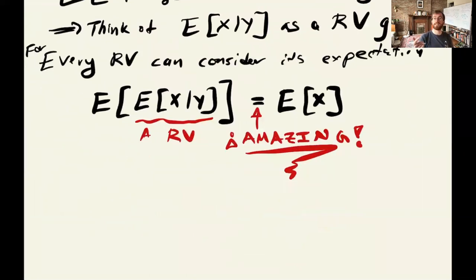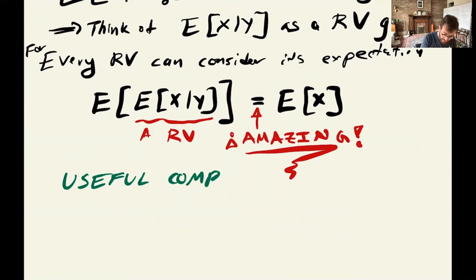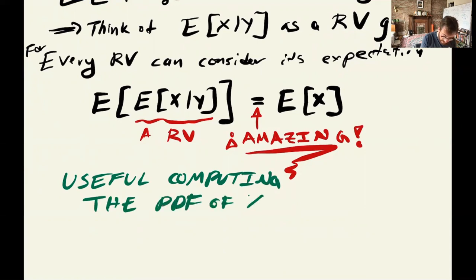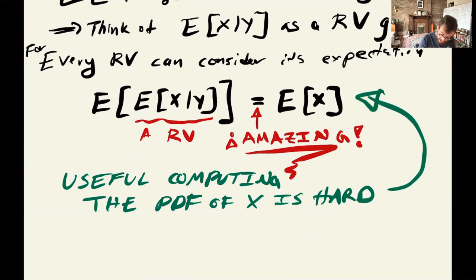This is especially amazing in situations where, again, we're working in this sort of two-step process, and we don't want to actually compute this directly. So this is useful when computing the PDF of X is hard, because then you can get this by instead working with this.